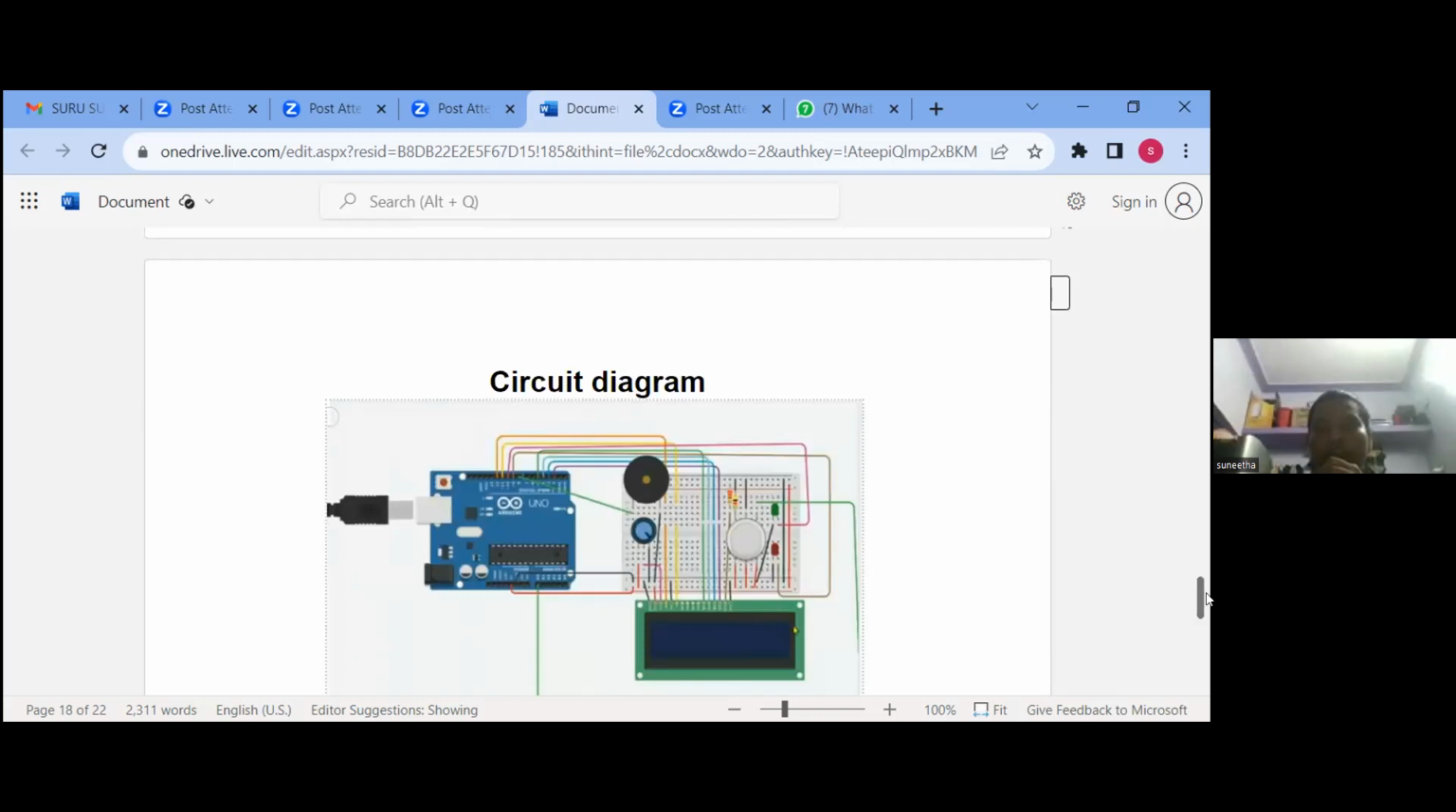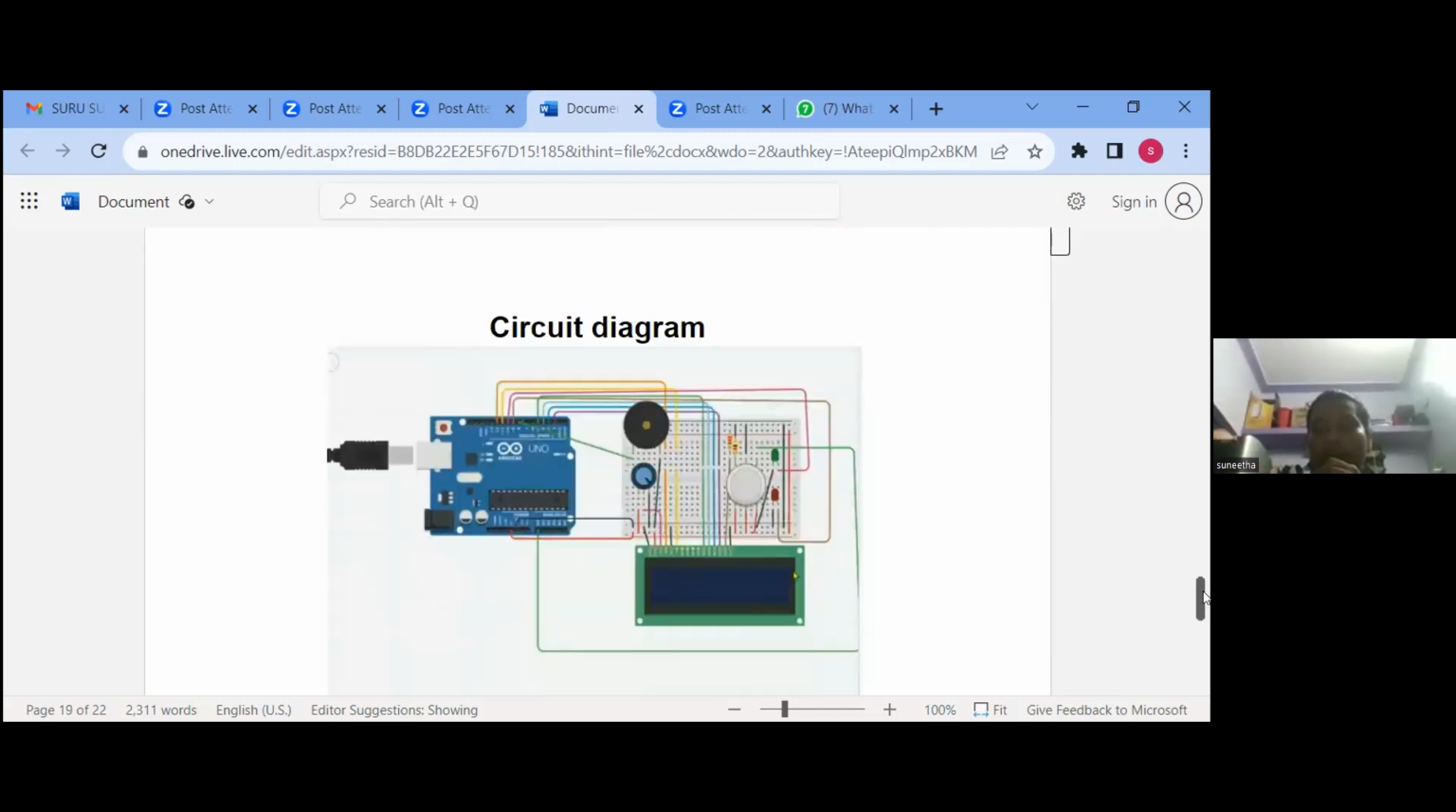Here this is the simulation diagram of the IoT based air quality monitoring system. Here we are using this air quality monitoring sensor, this buzzer, this LCD display, this Arduino UNO, and some resistors to control the current, and this is the green LED and red LED. Green LED for safe mode and red LED for dangerous mode. LCD display in order to display the output values. And here this is the air quality monitoring sensor.